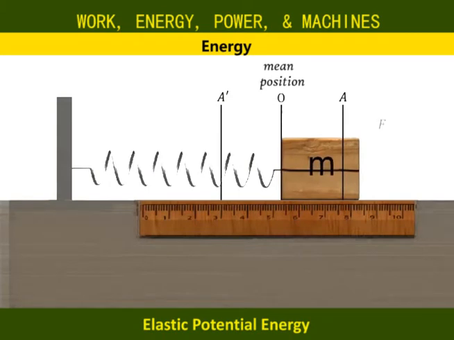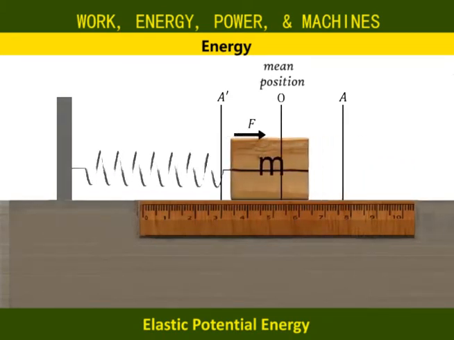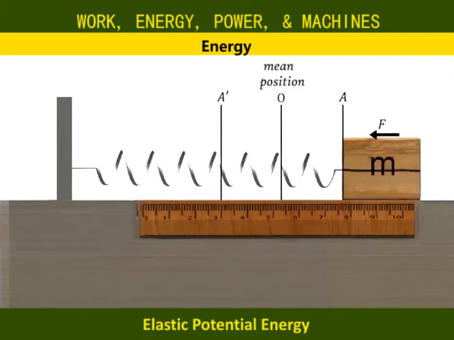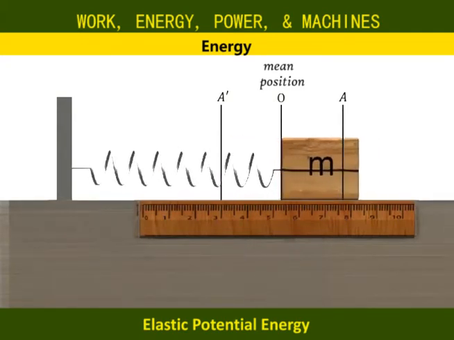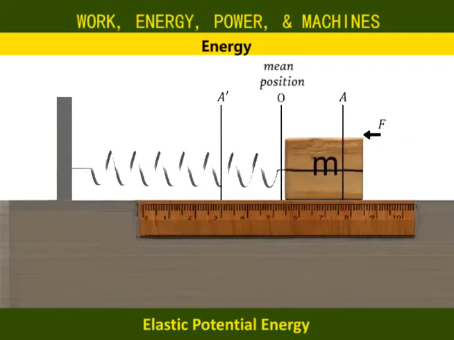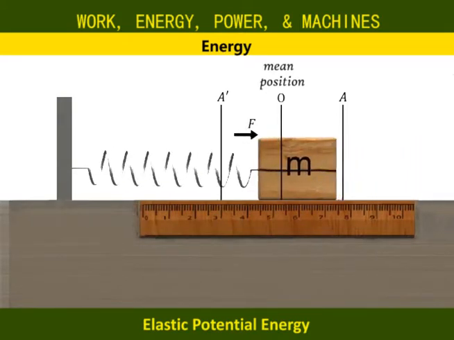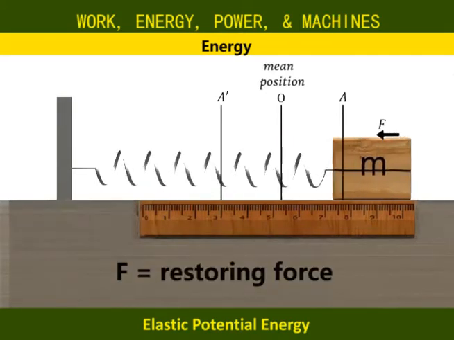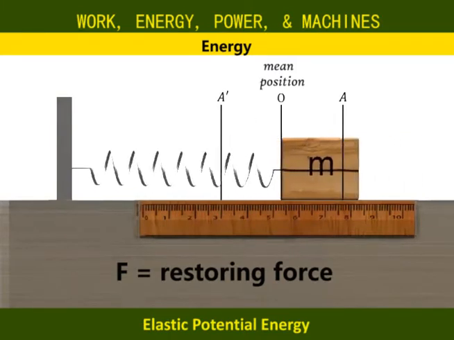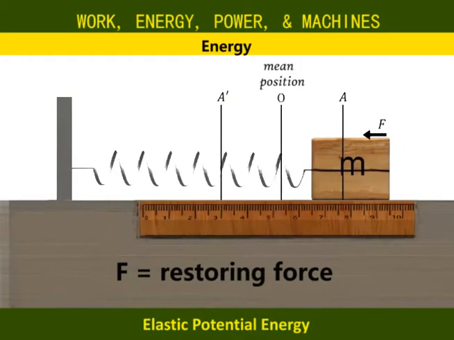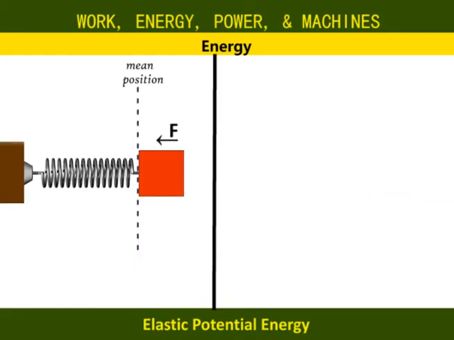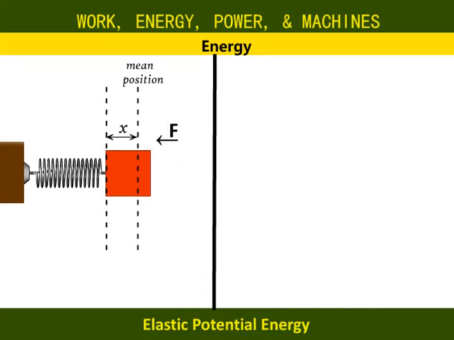The spring here is under the action of a force known as the spring force, which always acts opposite to the displacement. When the spring is stretched, the spring force acts to compress it, and when the spring is compressed, the spring force acts to stretch it. This spring force is the restoring force responsible for bringing the block and spring back to the mean position. The spring force is proportional to the displacement x from the mean position. That is, F is proportional to x, or F is equal to kx, where k is the spring constant.